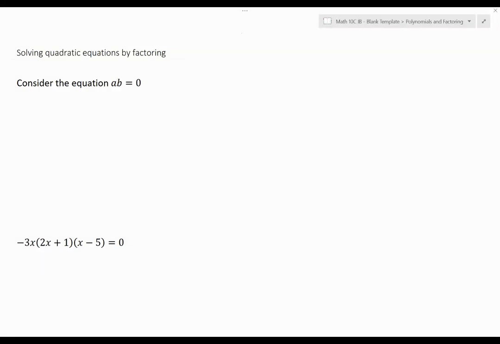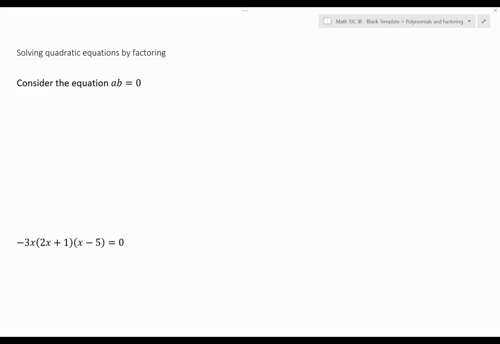Hello. In this video, we're going to look at how we can use factoring to solve quadratic equations. In order to do that, we're going to first consider an equation in the form AB equals 0. In other words, something times something equals 0.